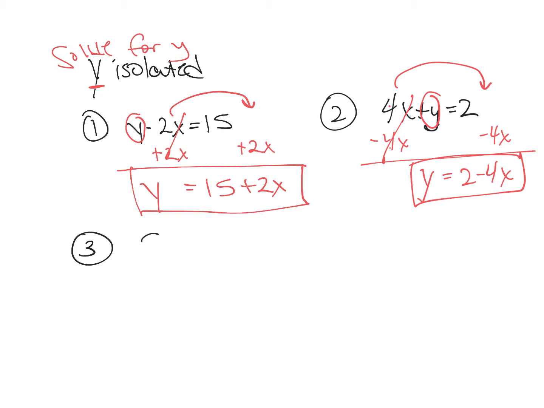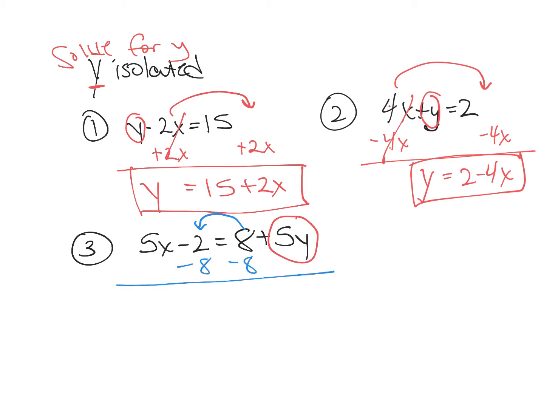Let's look at another example. 5x minus 2 equals 8 plus 5y. Circle your 5y. You need to move the 8 over. Notice it matches with the 2. They're like terms. So we're going to subtract that 8 across the equal sign. So we have 5x minus 10 equals, that cancels out and becomes 0, 5y. This is 5 times y.